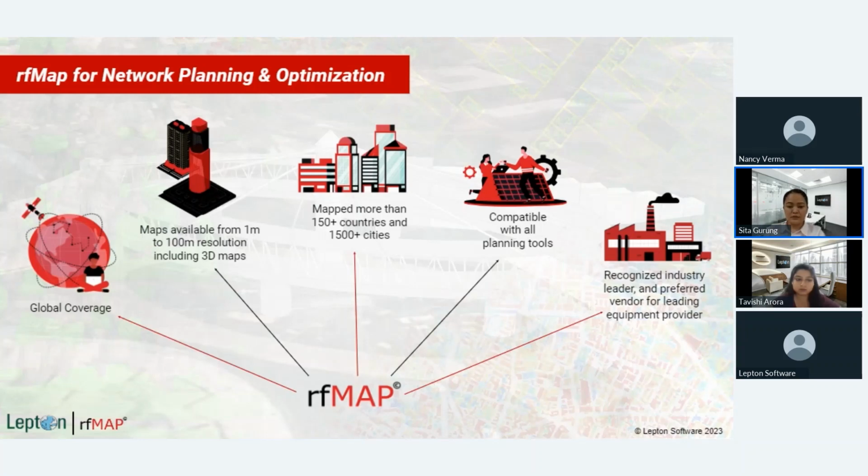Recognized industry leader and preferred vendor for leading equipment providers. We are a recognized rfMap provider, as well as the preferred vendor for many equipment providers. We are on the registered vendor list of Ericsson, Nokia, Huawei, ZTE, and not only these companies, we have been supplying maps to all the OEMs, all the SIs, and all the operators.